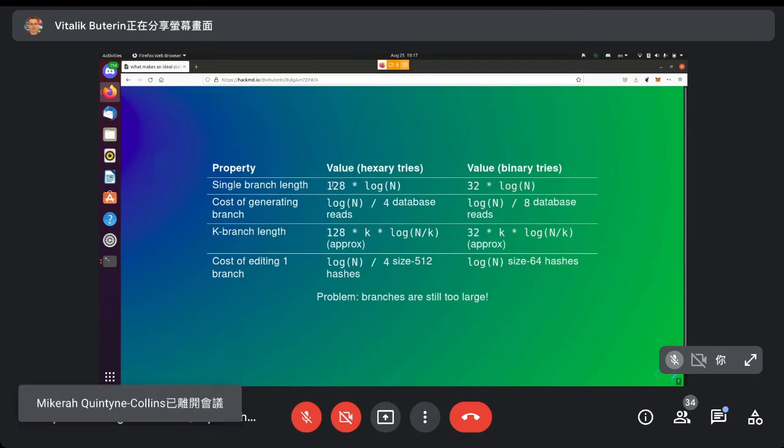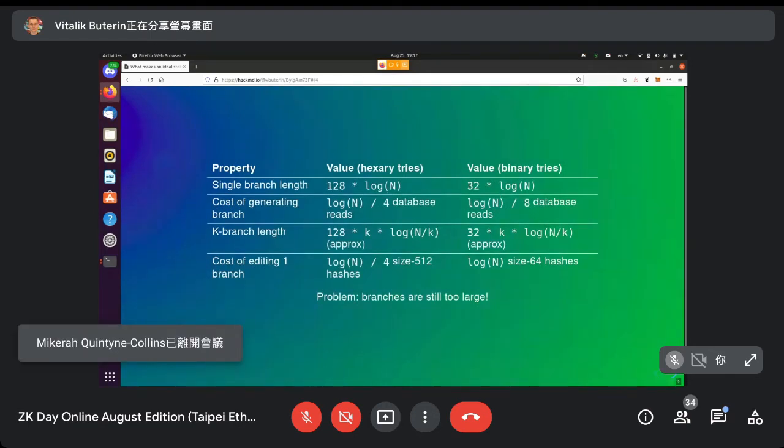So the branch length goes down from 128 log n to 32 log n. So once again, the depth goes up by a factor of 4, but the number of sisters at each level goes down from 16 to 1, or from 15 to 1, I guess technically. So it's altogether a factor of 4 efficiency. The cost of generating a branch.